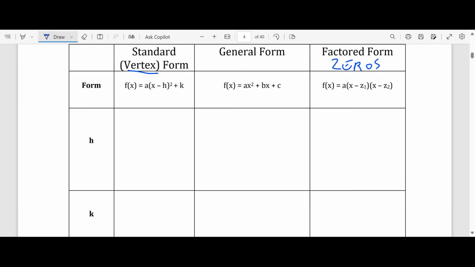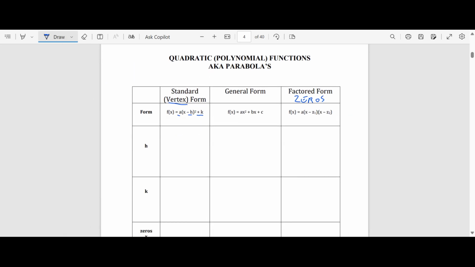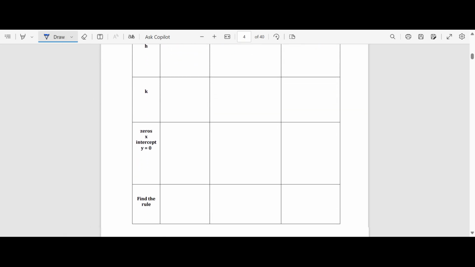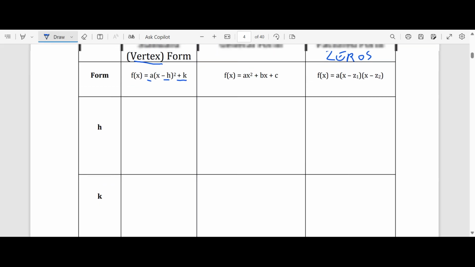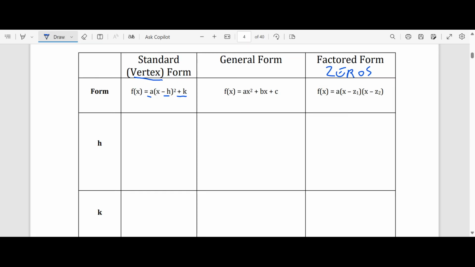So standard or vertex form, a, h, k. We already talked about the fact that a tells me whether it's fat, skinny, up, down, and h, k is basically our starting point. So for this right here, this chart is how my brain works. This is how I would construct a memory aid, to have all of these components in one place, strictly for decoding purposes.